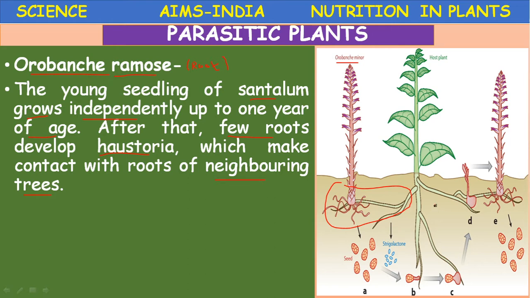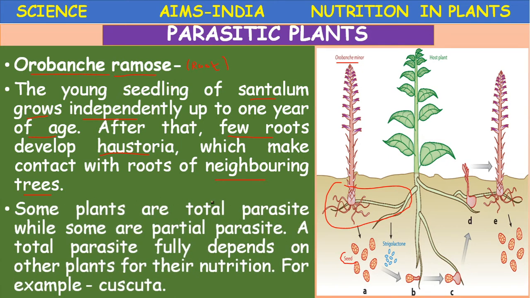Okay, so they produce some chemical substances and the spores or seeds are produced. These seeds will attach to the roots, they germinate and develop into a new plant like this. Okay.